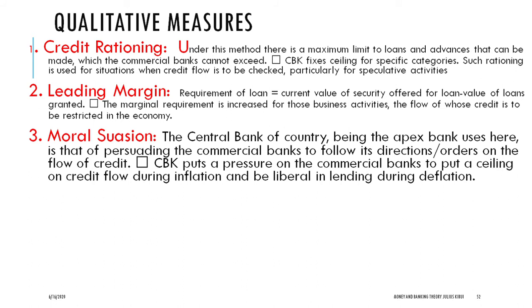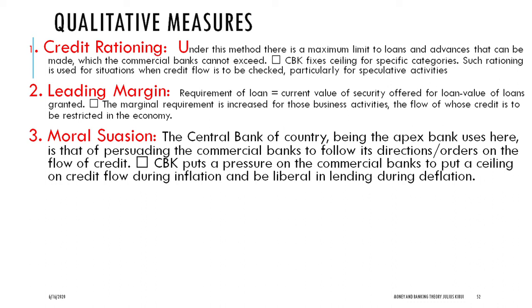Moral suasion. The central bank of a country, being the apex, uses a method of persuading the commercial banks to follow its directions on the flow of credit. So it is actually a persuasion technique. So the central bank will persuade the commercial banks to follow their order on the basis of credits. Central bank puts pressure on the commercial bank to put a ceiling on credit flow during inflation and be liberal in lending during deflation.